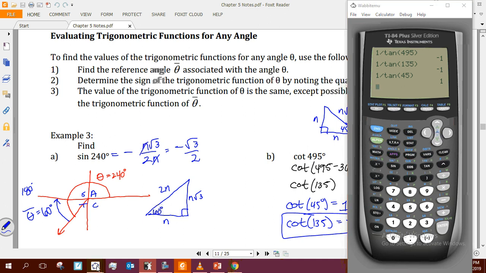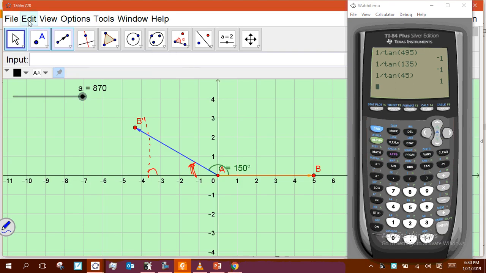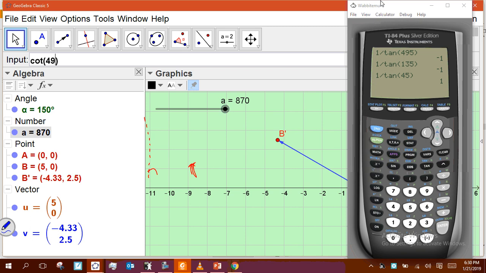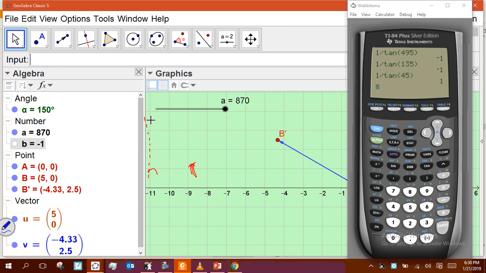With GeoGebra, it's nice to check because I can just type in cotangent of 495, and it spits back the negative 1. So I can type in those cotangent, cosecant, secant relationships.